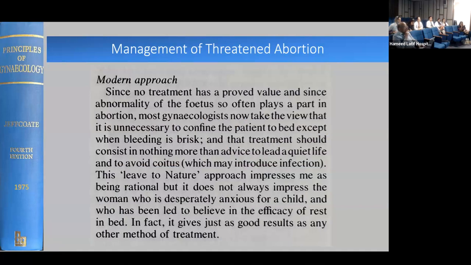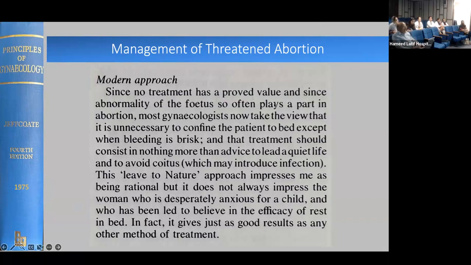Now, this morning I brought it out. This is Principles of Gynecology, Jeffcoate. I'm very fond of this. This is the fourth edition, 1975. And in that time, management of threatened abortion was the modern approach. Before that, there is a section where the traditional approach is given, and a lot of drugs are mentioned in that, rest, etc., bed rest.